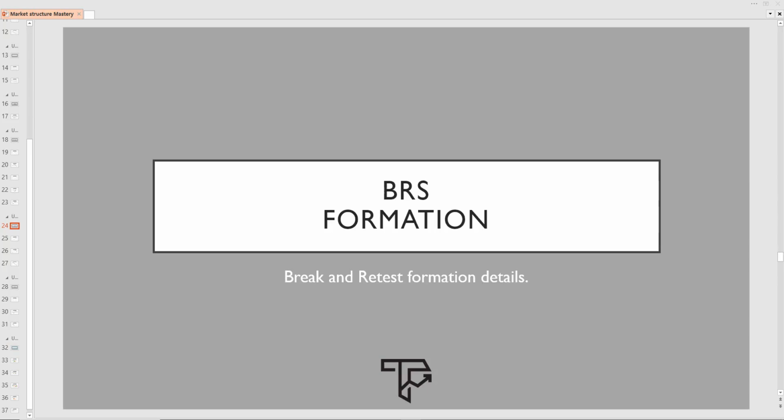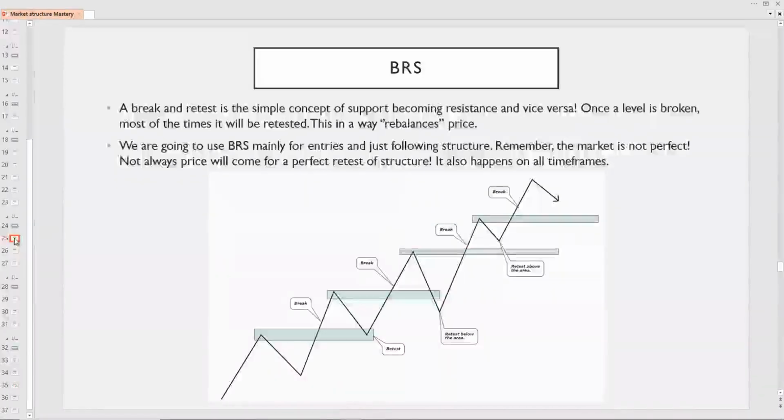Next on the list is the BRS formation, which is again a break and retest formation. It is super simple and I'm absolutely sure that most of you are actually aware of that formation. But again, we're going to go into details and I'm again going to prove to you that the market is not perfect, and all that matters is that you understand market structure. All right, so let's not waste any time and let's just jump straight into it.